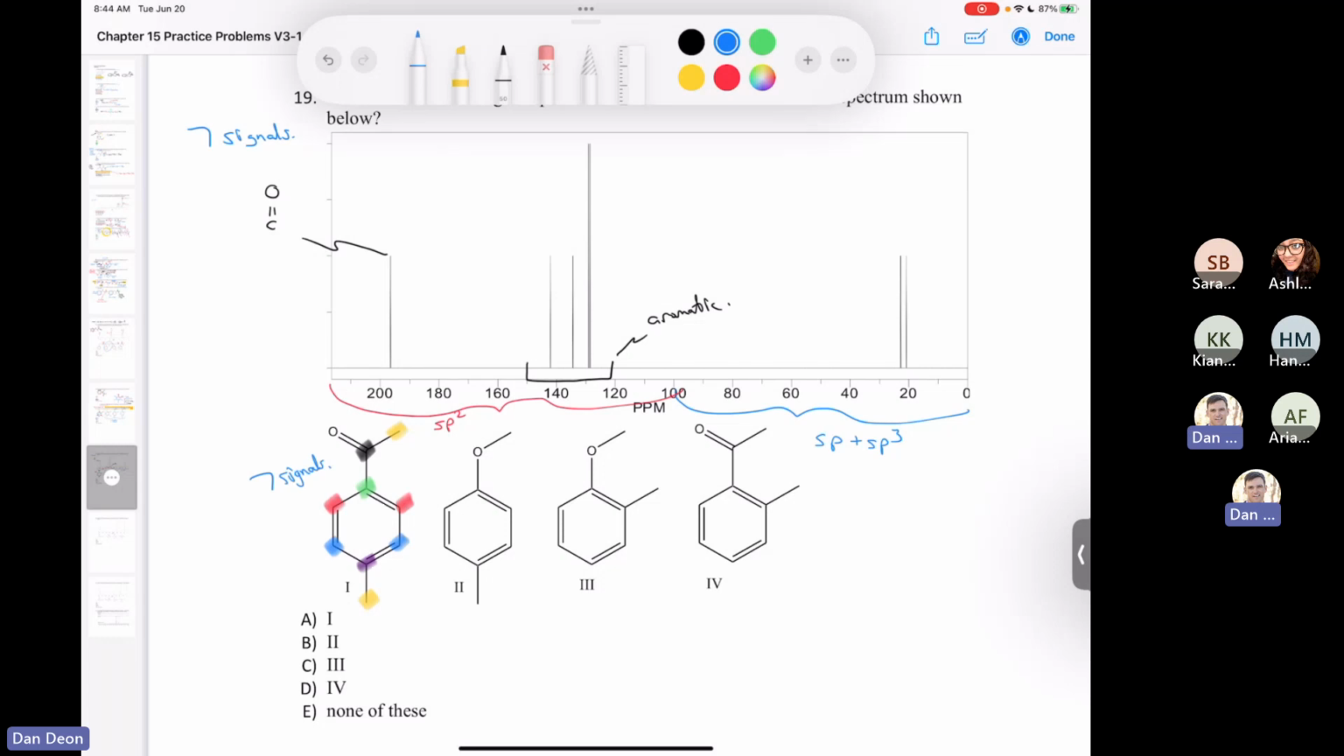If we go to the second one, well, that can't be one of the options because it doesn't have a carbonyl. So we can scratch that one off. We'll put here no carbonyl. Same thing with number 3, has no carbonyl.